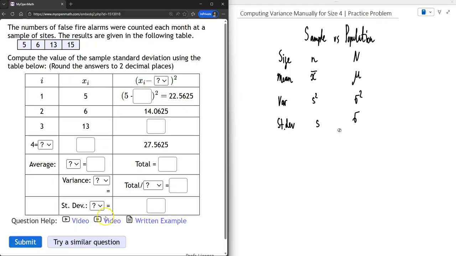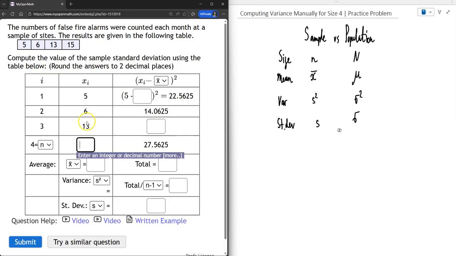Let's go ahead and compute this one. It's a sample standard deviation from a sample of size 4. Lowercase n is 4. We're going to compute x bar. We're going to compute variance eventually, and we're going to compute standard deviation. And we're going to do that by following these steps. So we're going to be subtracting the average, which is x bar, from each observation to fill out this column. And we're going to be dividing by n minus 1, which is 4 minus 1, which will be 3. That's the first step.